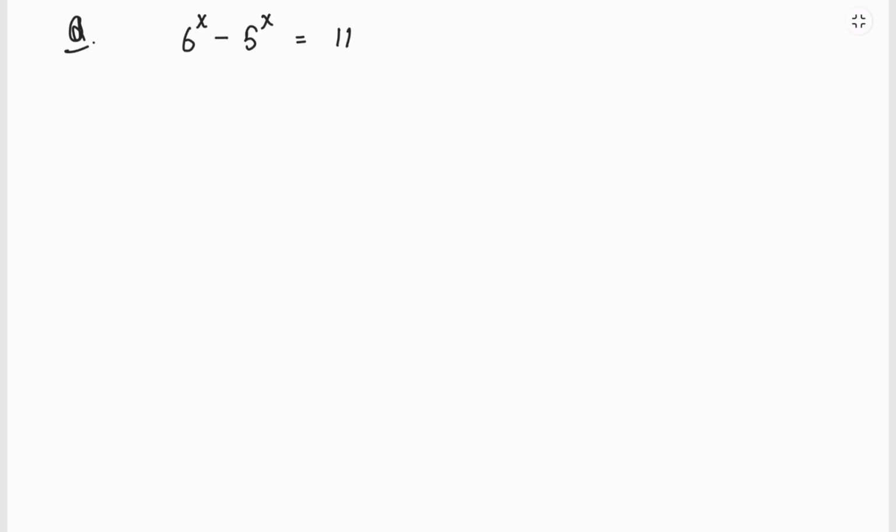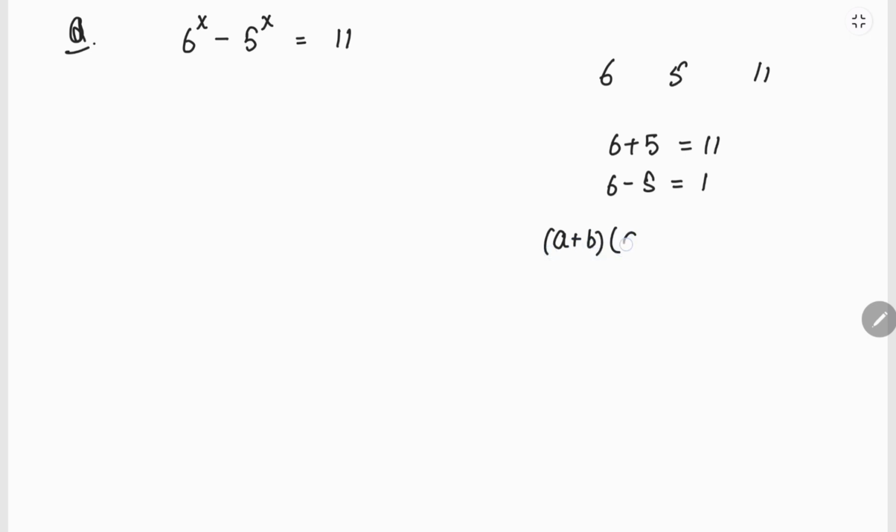But I always tell you in my videos that always try to figure out the relation between numbers, right? Why do we have 6 here, 5 here, and then 11 here? There must be some relation between them, and we can easily see that 6 plus 5 is 11, right? And we know 6 minus 5 is 1, right?